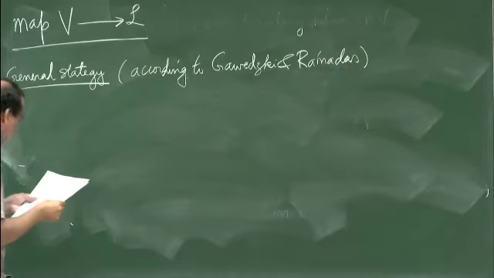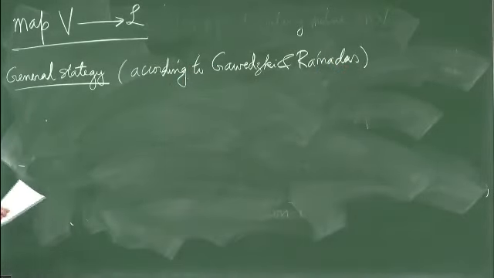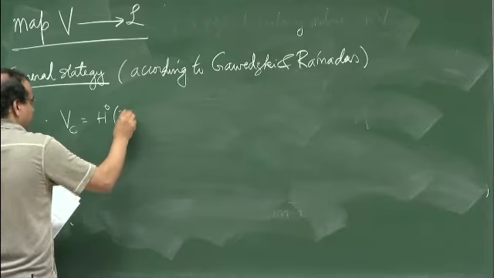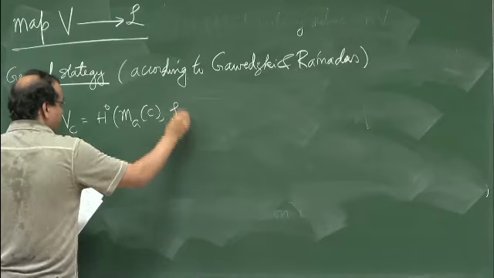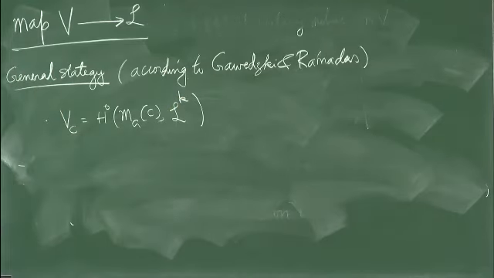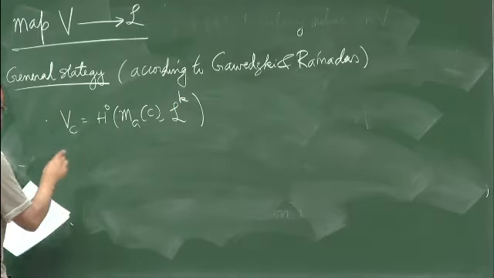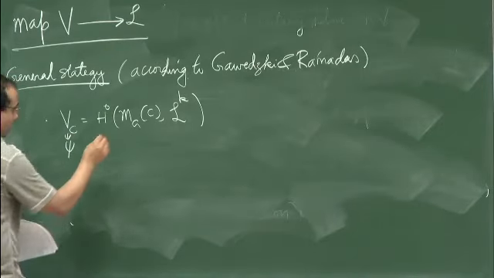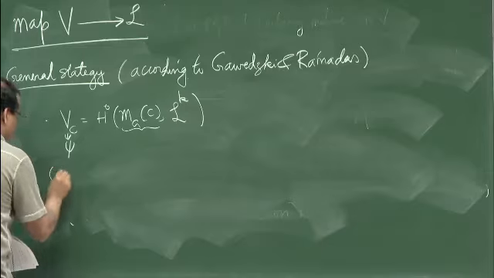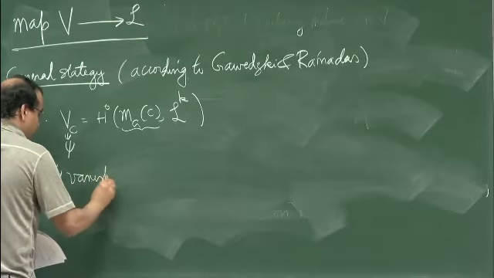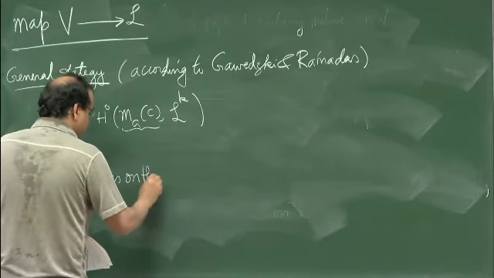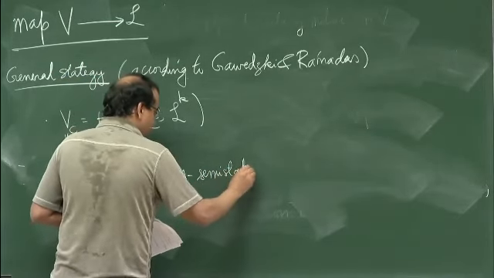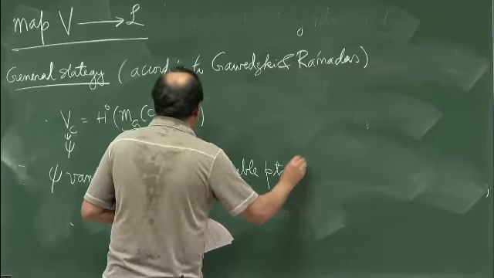So the strategy is as follows. The first observation is that we start with this interpretation that VC is H0 of MGC, n to the k. You can think of it this way, and so let's take up an element here. Now this element vanishes on the non-semi-stable part. So psi vanishes on the non-semi-stable points of MGC.